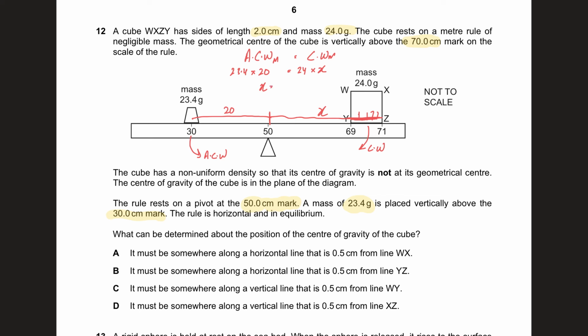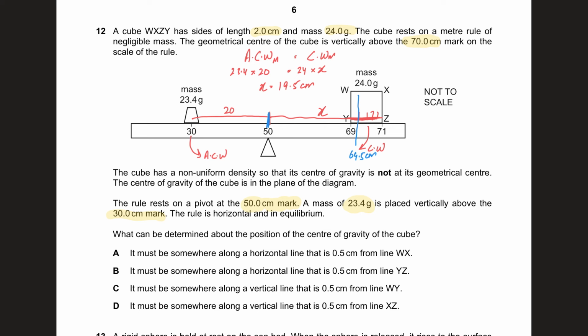The value of x that we get is 19.5 centimeters. What does that mean? This basically means that our weight acts from a distance of 19.5 centimeters from the pivot. So at a position of 69.5 centimeters. That is for sure. That is the only reason that it is balanced.